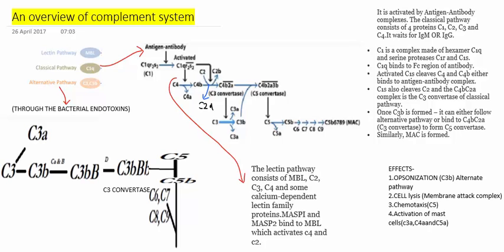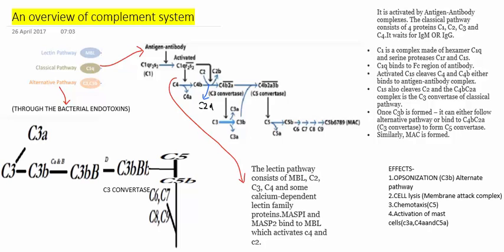Today we are going to discuss the complement system. So let's discuss. Complements are generally a group of plasma proteins. Mainly 20 plasma proteins are there which help in innate immunity. If you don't know what innate immunity is, please go to my innate immunity video. Then you can understand the complement system in a better way.